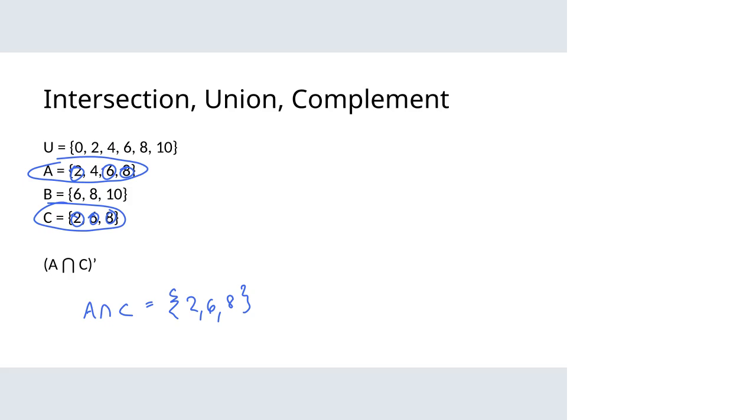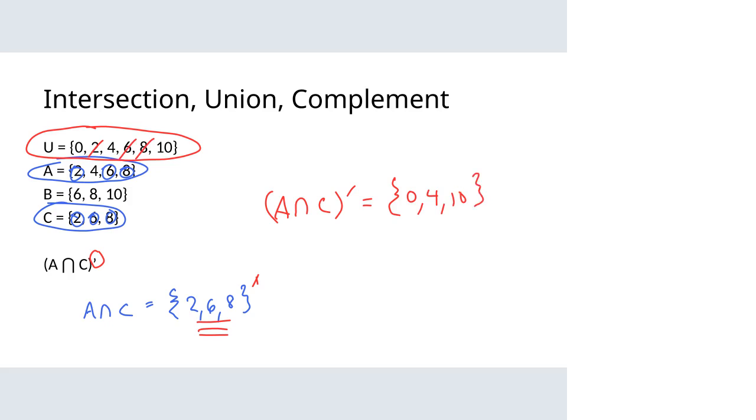Not done yet though, because this question said, find A intersect C complement. Be careful, look for those apostrophes when you're inside the quiz. So we want the complement of this set, which is everything that's inside the universal set, but outside of this. So A intersect C complement is going to be, well, let's see, 2, 6, and 8. Throw out 2, throw out 6, throw out 8. That's going to be 0, 4, and 10. So there's A intersect C complement.